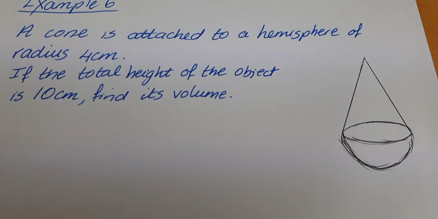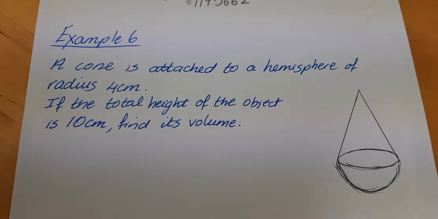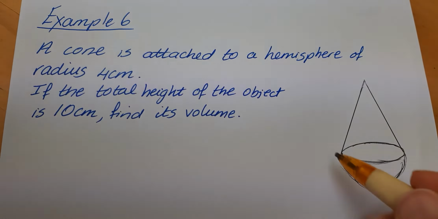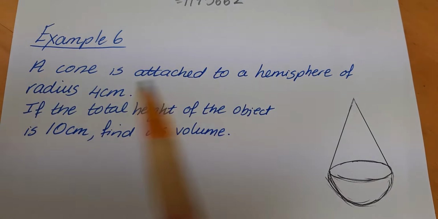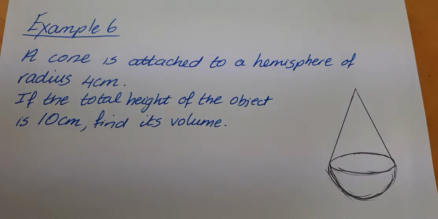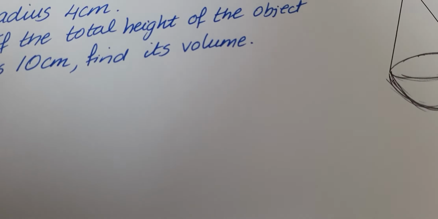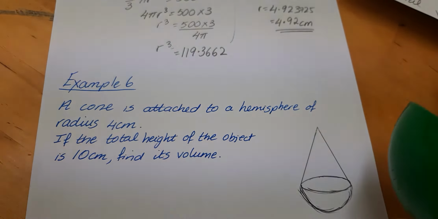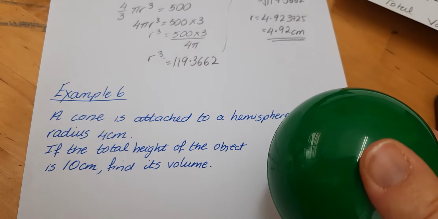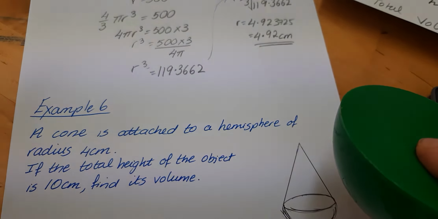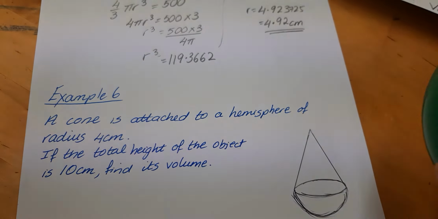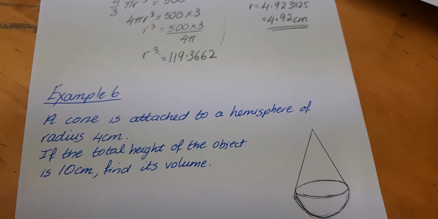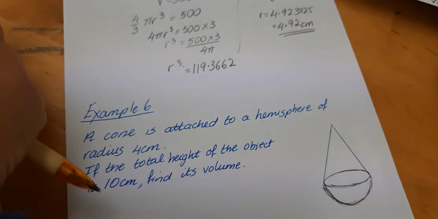Example 6, it gets a little bit more difficult, but not really difficult. So I'm trying to find the volume of this shape here. A cone is attached to a hemisphere. A hemisphere, we've said, is half a sphere. So obviously half a sphere will have half the volume of a full sphere, because volume means how much fits inside. So if I'm filling up only half a sphere, then it can only fit half as much as a full sphere would fit in.